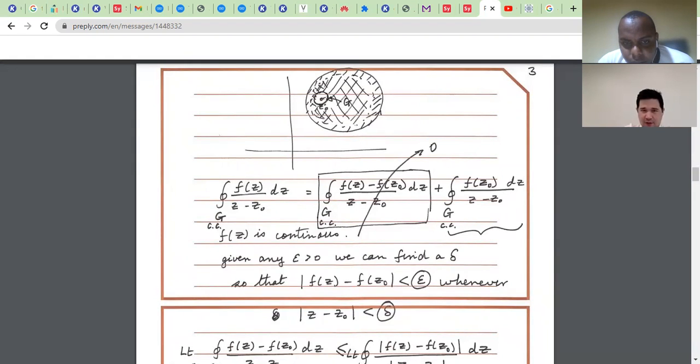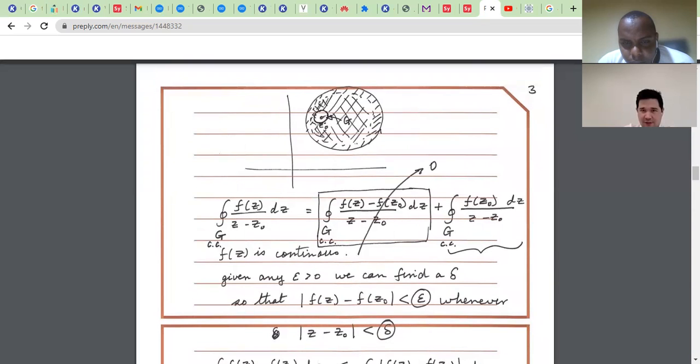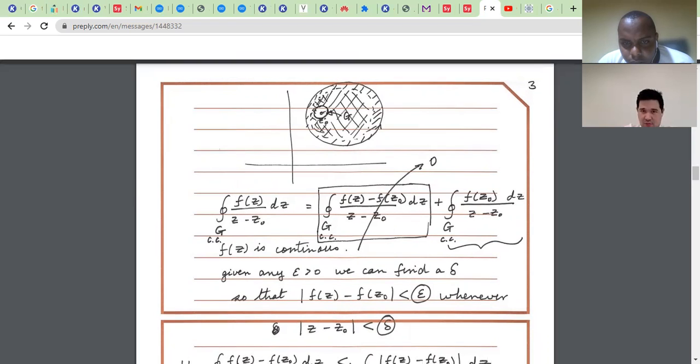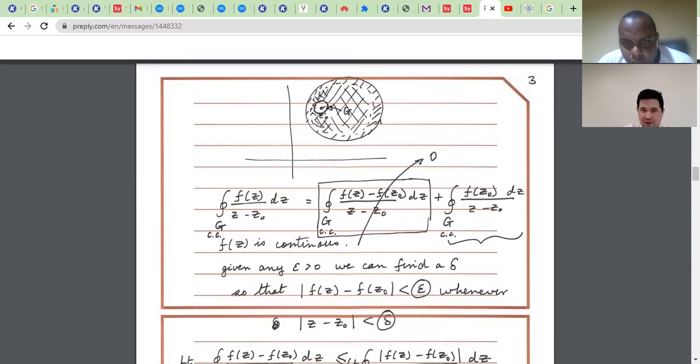I didn't understand why they use it. Why did they divide it into two different integrals? It's the same integral with the same direction, the same contour, G. Oh, maybe it works because f of z minus f of z naught will be analytic. f of z naught is not analytic. Okay, this one will not be analytic.